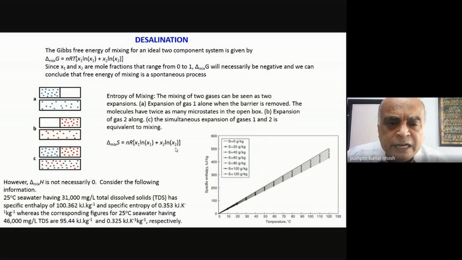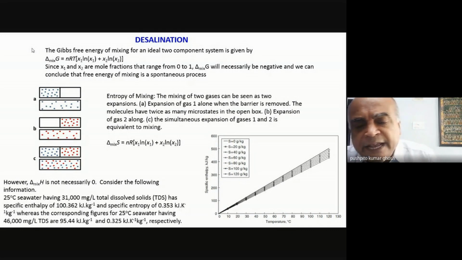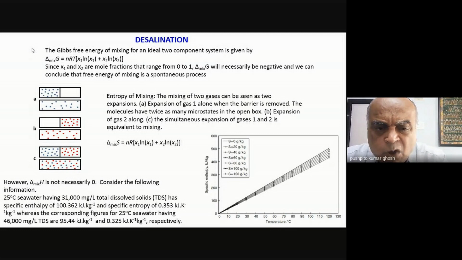But let me also tell you that this has been used increasingly to define the energetics of desalination, and people are working on trying to refine these models. Why? Because one reason is the assumption that delta H does not change is not true. There is a change in delta H also. Let me show you actual factual data here.